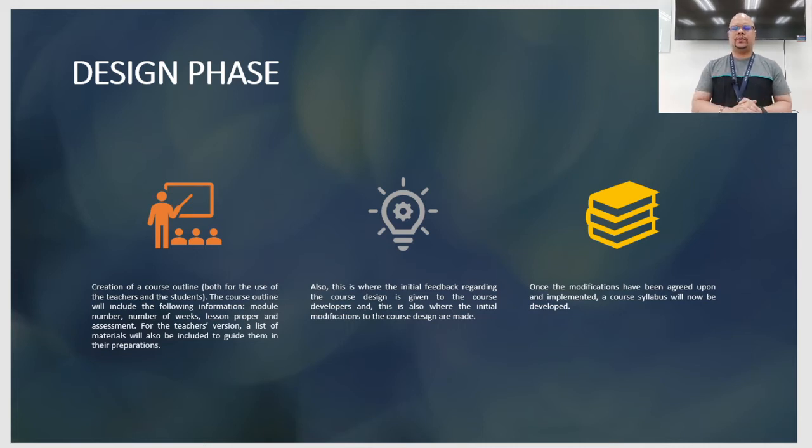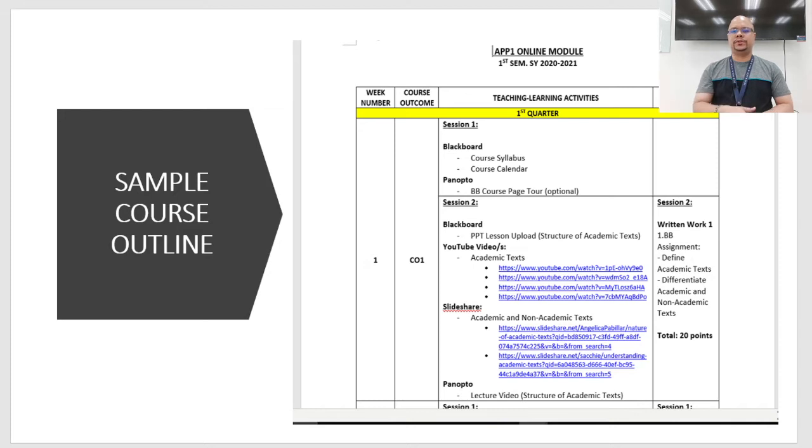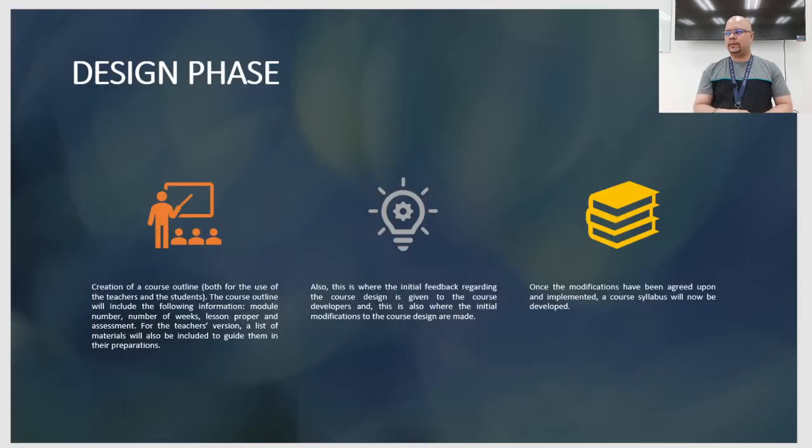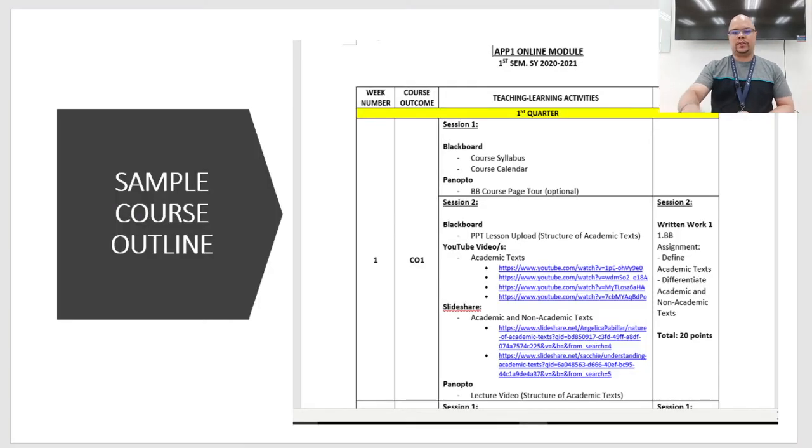So once the modifications and the formative evaluation are done, the teachers can now proceed to the creation of the course syllabus. And the course syllabus is also the stepping off point for the next phase. Now, to give you an example of the course outline, here is one that I prepared for the previous implementation.